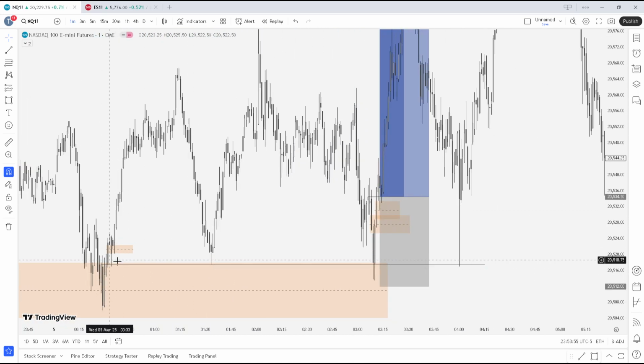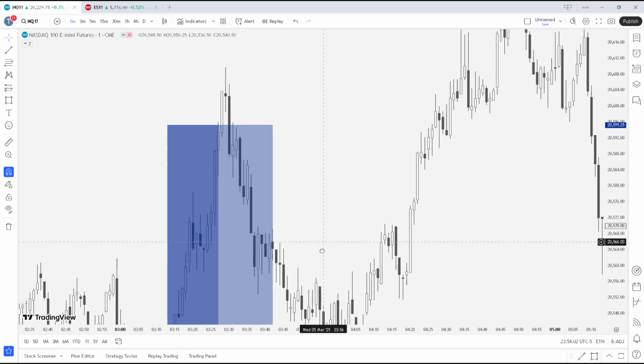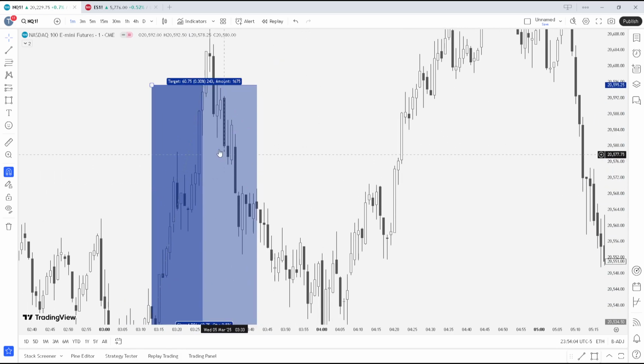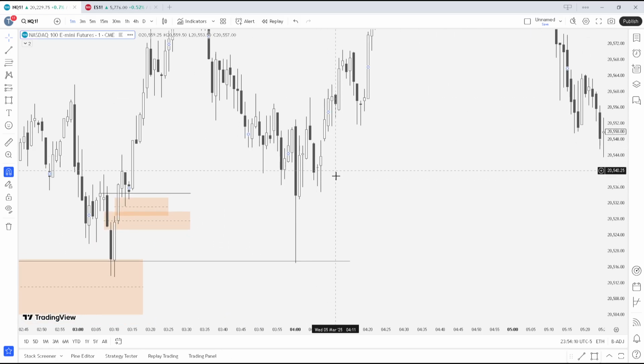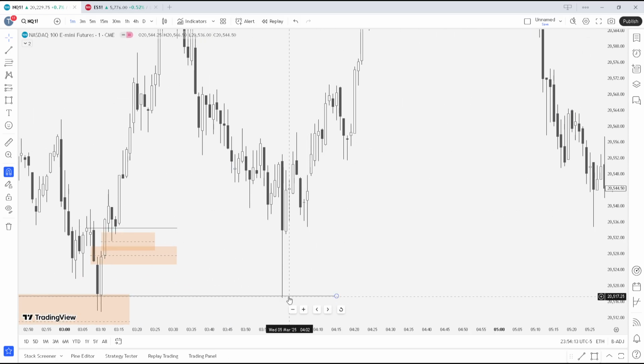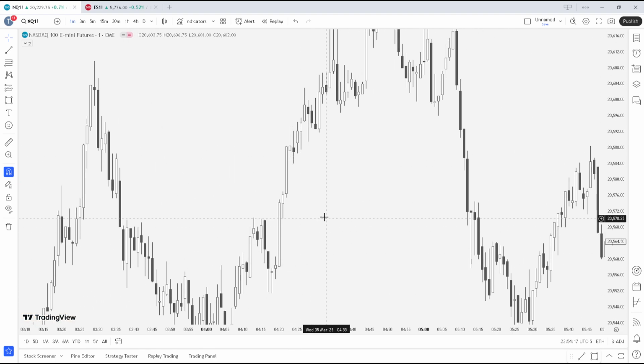And this inversion, or sorry, this breaker is holding really nicely. So I'm going to move lower. No, there isn't really anything too good here. Tap the breaker, and then there isn't really anything too good.